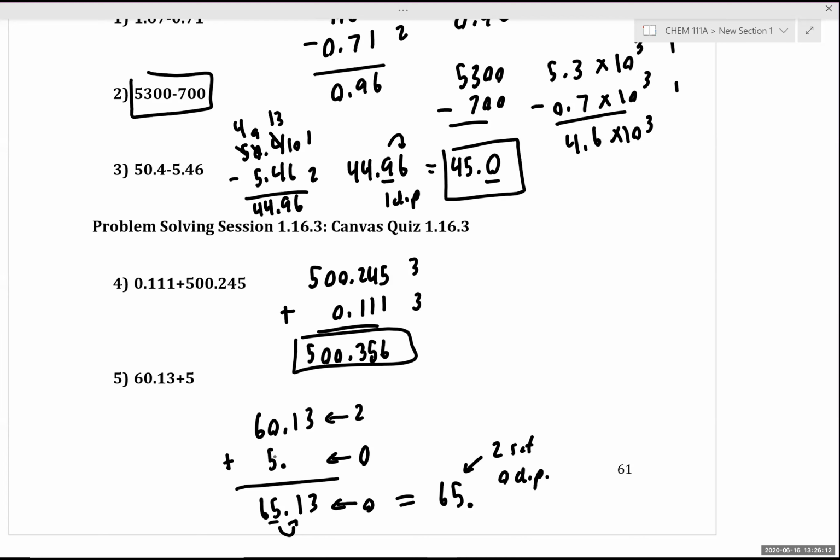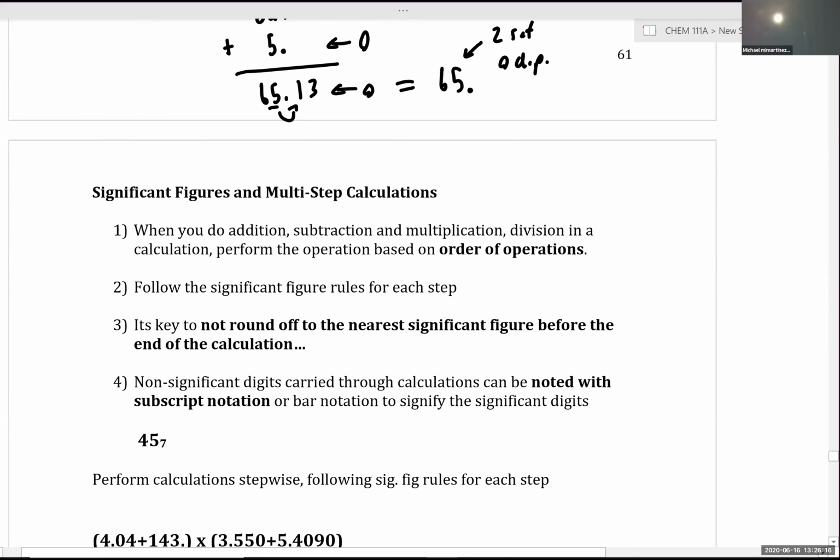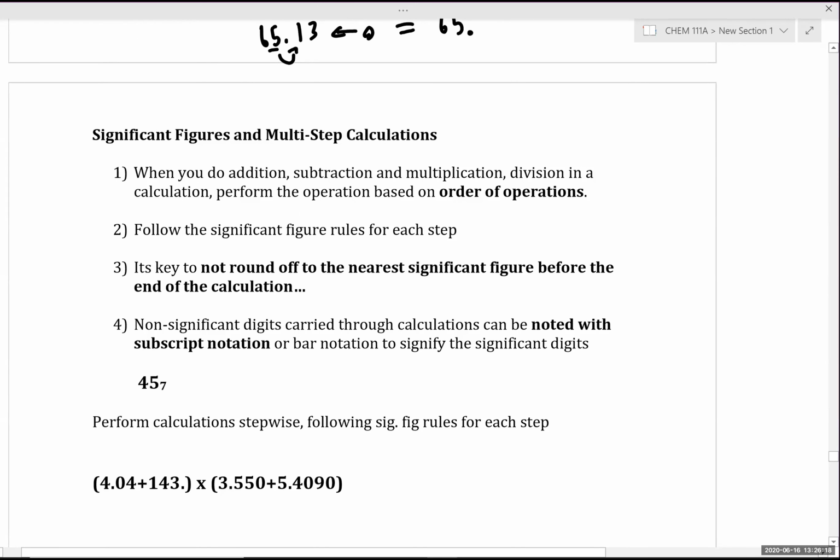Perfect. So let's talk next about how we can combine these rules together. For example, when you do addition, subtraction, multiplication, and division, first and foremost, you need to follow order of operations. I believe the acronym is PEMDAS: parentheses, exponents, multiplication, division, addition, subtraction. And you follow these significant figure rules for each step.